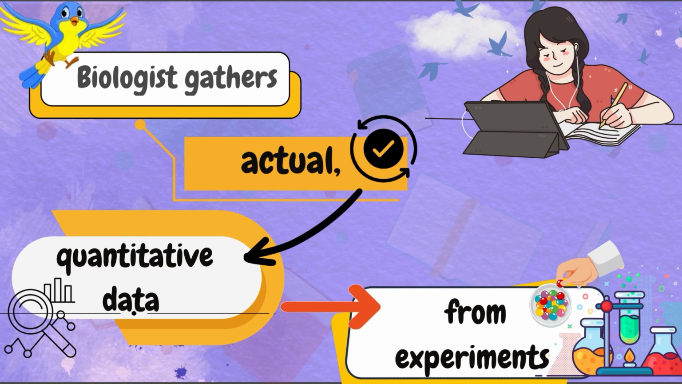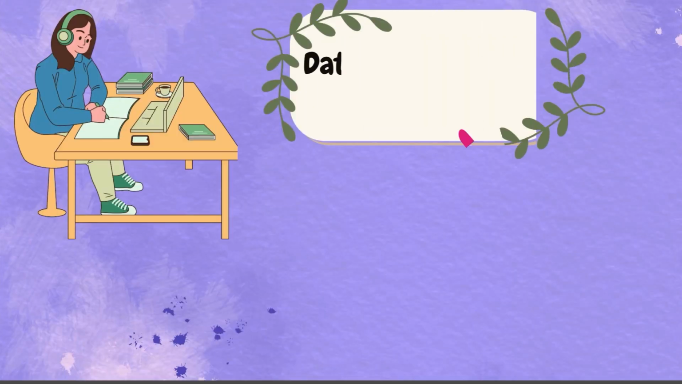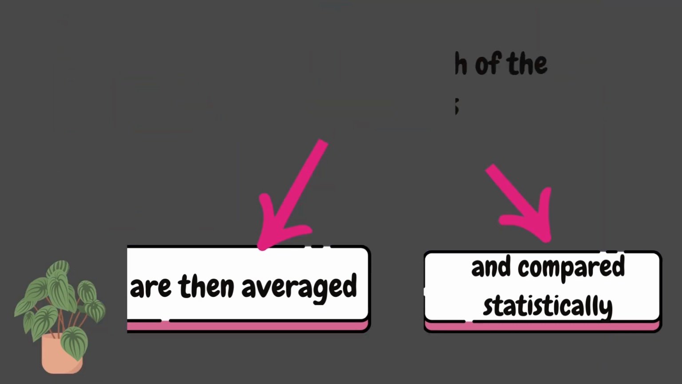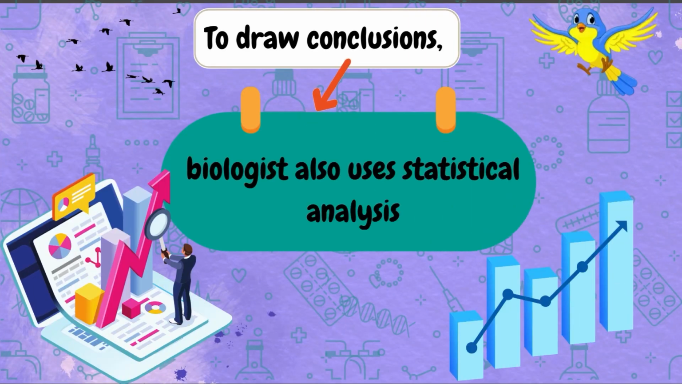Biologist gathers actual, quantitative data from experiments. Data for each of the groups are then averaged and compared statistically to draw conclusions. Biologist also uses statistical analysis.